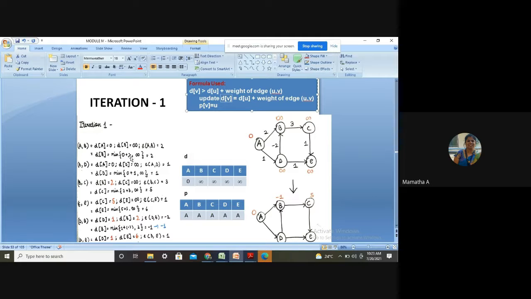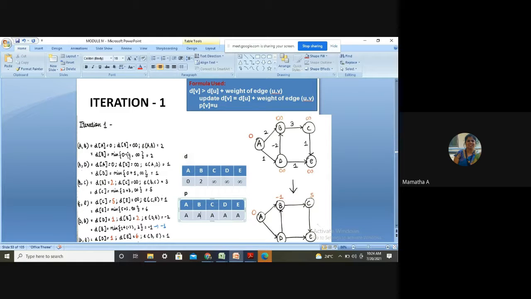Now what I will do here is, you can observe 0 plus 2. 0 is du. A is now U for me. So dA is 0, plus the edge between A comma B has a weight of 2. So 0 plus 2 is 2. The minimum is 2. The minimum of 2 comma infinity is 2. Are you understanding? So D of B, which was infinity, now becomes 2.